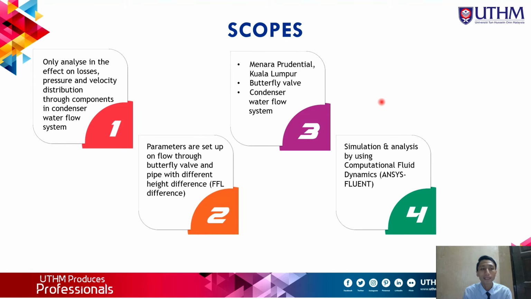There are 4 scopes here. The first one is to only analyze the effect on losses, pressure and velocity distribution in two components of the condenser water flow system. The second scope is the parameters set up on flow through the butterfly valve and pipe with different height differences. The third scope is that the research is based on the butterfly valve at Menara Prudential Kuala Lumpur, and it only consists of the condenser water flow system. And the last, the simulation and analysis is done by using computational fluid dynamics software called ANSYS Fluent.